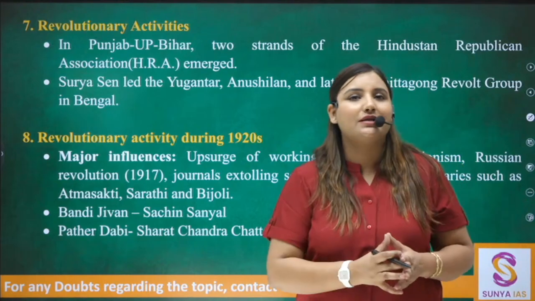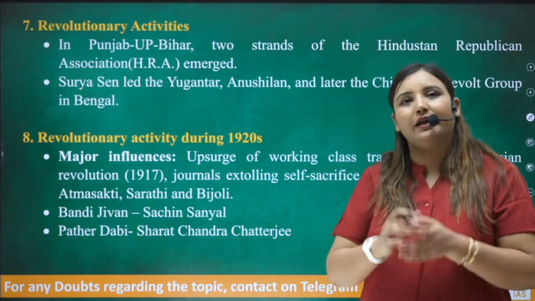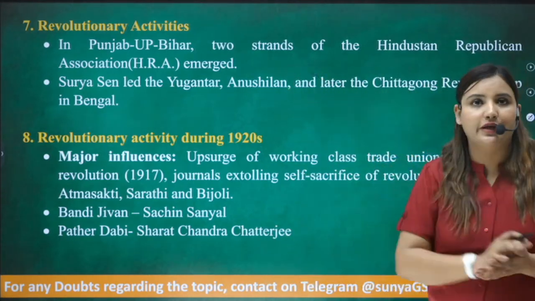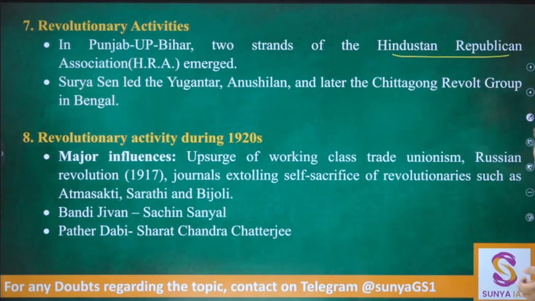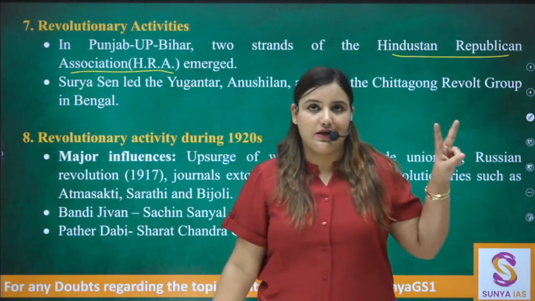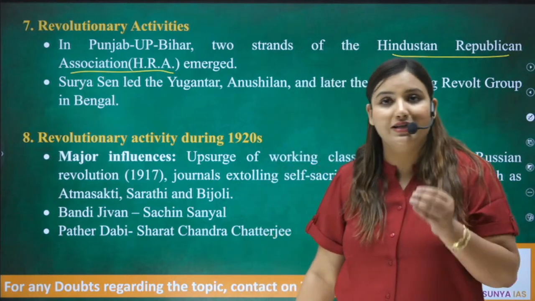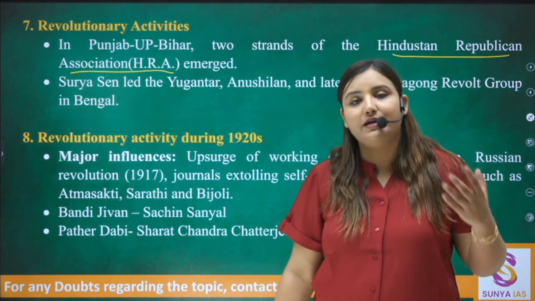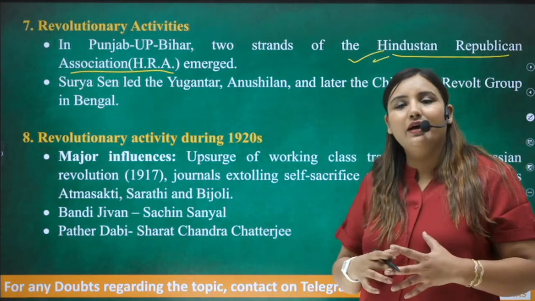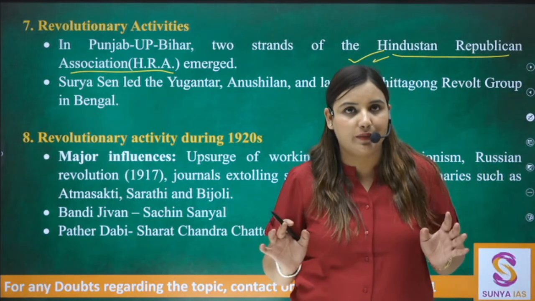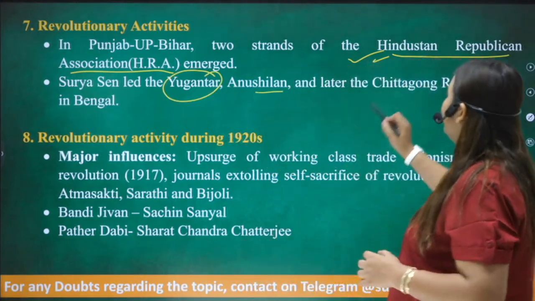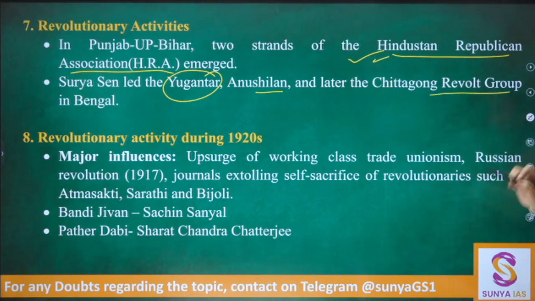Now, we need to discuss a few revolutionary activities. In Punjab, UP, Bihar and everywhere we saw many revolutionary activities. Two strands of the Hindustan Republican Association, HRA, emerged. Two strands means two parts of HRA. Hindustan Republican Association, what is this? It's a revolutionary group, a revolutionary platform, an organization that wanted to bring revolution and overthrow the British government. Surya Sen was leading the Yugantar group and Anushilan and later the Chittagong Revolt group in Bengal.